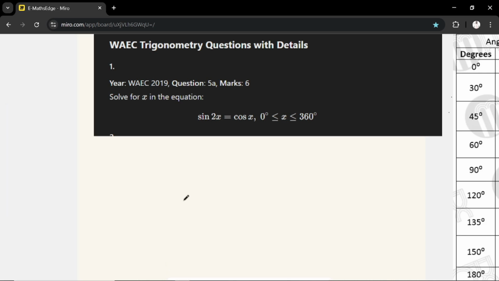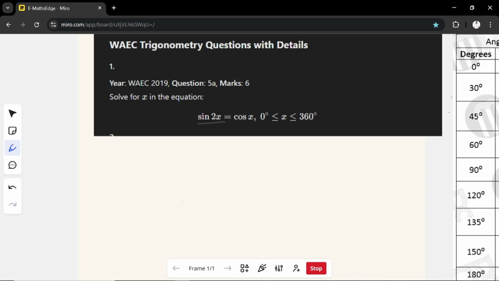So we are going to be starting with the topic trigonometry. Here I asked ChatGPT to bring out past questions from the topic trigonometry with details for me. And we have question number 1 to be a WAEC question for 2019, question number 5A, which carries a total mark of 6. And what is the question saying? Solve for the value of x in the equation.